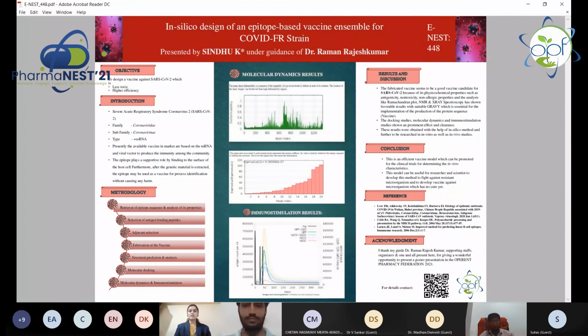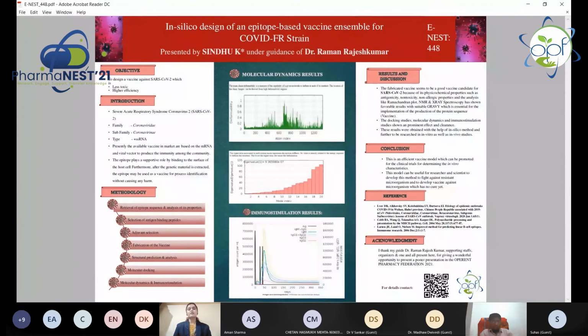And then the molecular docking is done. Before that, the structure prediction and analysis is done for the fabricated vaccine. The 3D structure of the fabricated vaccine was subjected to NMR spectroscopy and X-ray spectroscopy. And then the Ramachandran plot was also studied for the amino residue studies. And then the molecular docking was done.